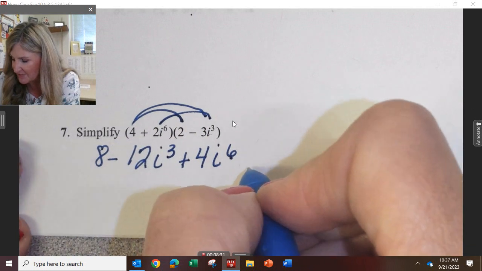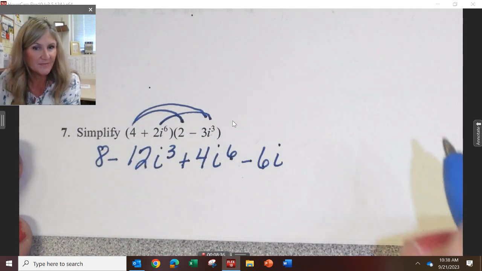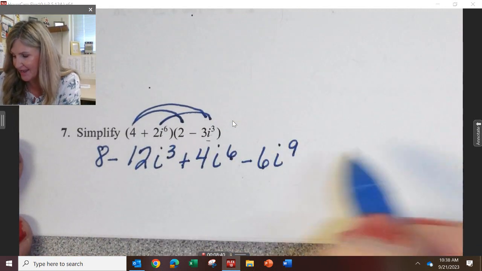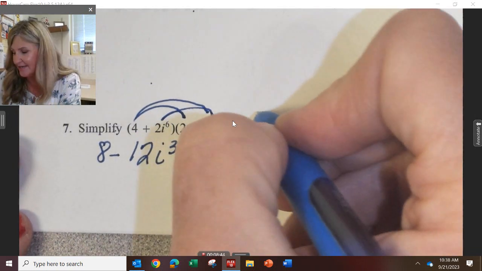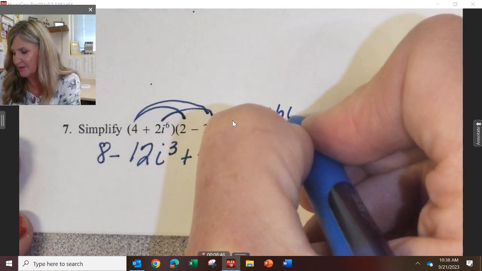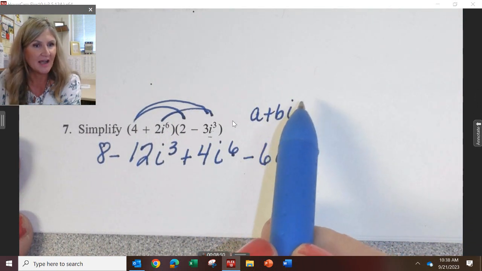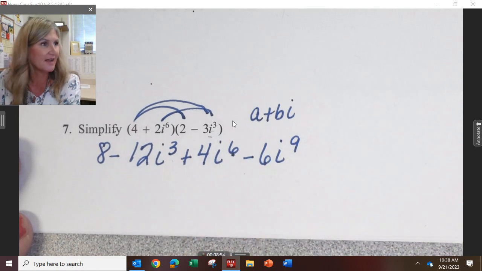And the last times the last, I'm going to have negative 6i to what power? 9th. Good. We're multiplying and the bases are alike. Add the exponents. Remember how I said our answers have to be in a plus bi form? So the only exponent I can have on the i is a 1. I got a cubed, I got a 6th, and I got a 9th.